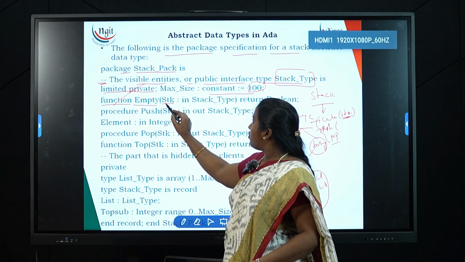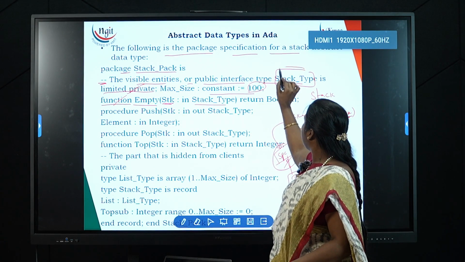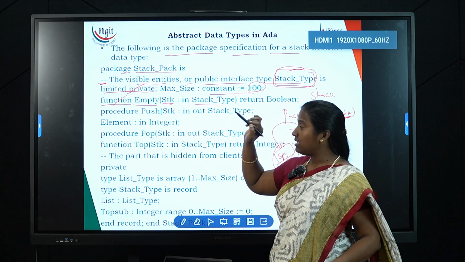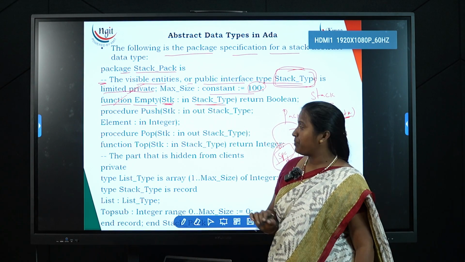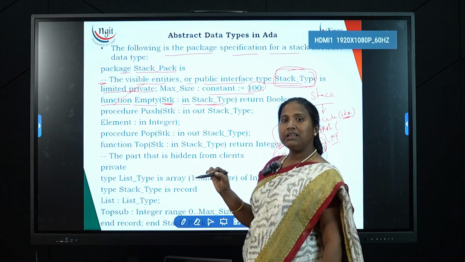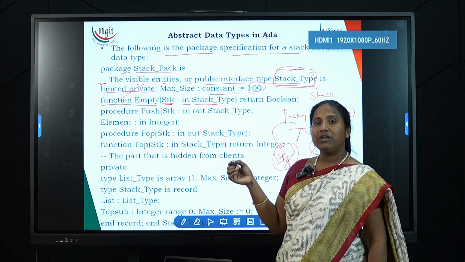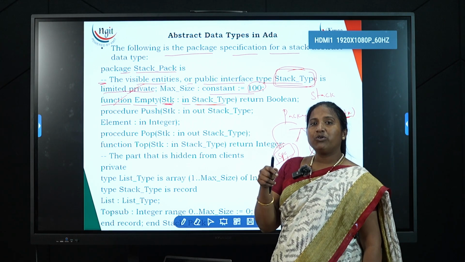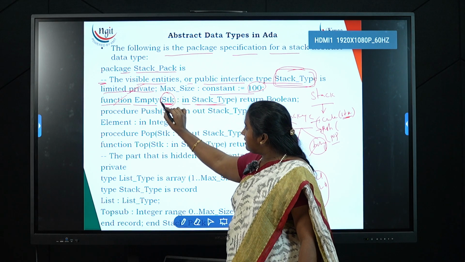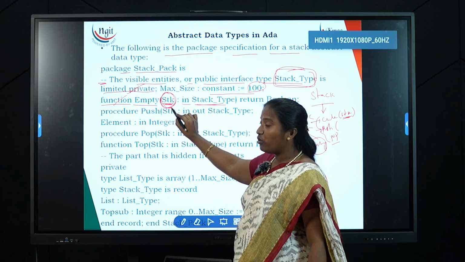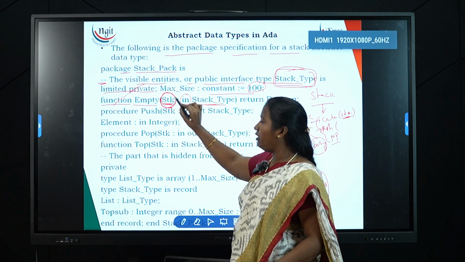Now STK is what? An object of this class. I told you here that stack type is a class. I am creating an object for this class, stack type. Now look at this: in. In is a keyword. That keyword represents that the parameter is going to take the value of this. STK is an object. This value is going to come through in mode.